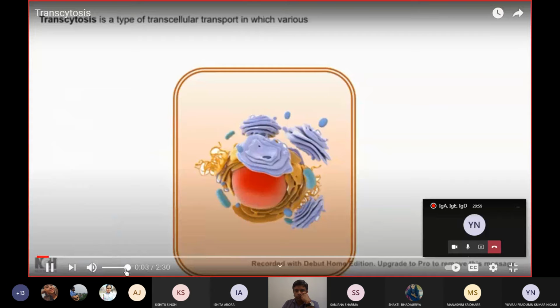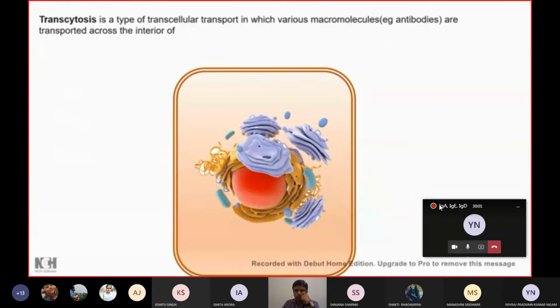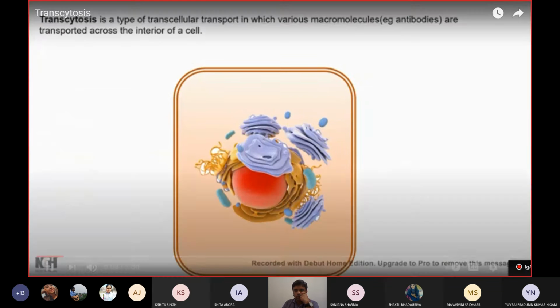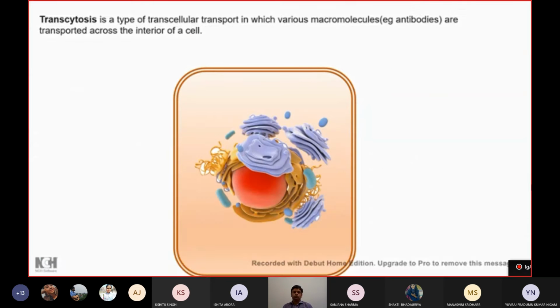Transcytosis is a type of transcellular transport by which various macromolecules, such as several enzymes, proteins, and antibodies, are transported across the interior of the cell. So, on one side, the proteins come in and get endocytosed, and from the other side, they get exocytosed and released. This kind of transcellular transport is important for several secretory molecules. We will take an example to understand this process.